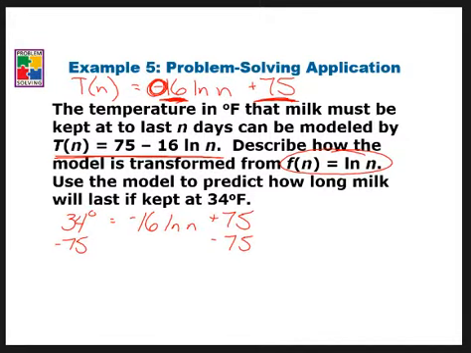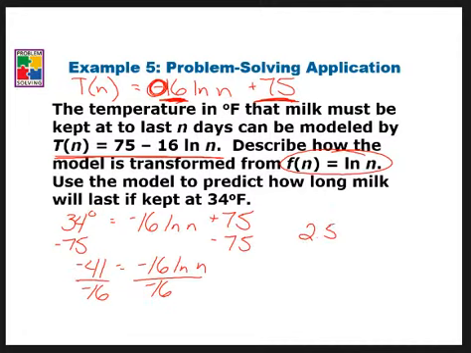If you subtract 75 from 34, you get negative 41 equals negative 16 natural log of n. Then we're going to divide by negative 16. So negative 41 divided by negative 16. You're going to get a decimal number here, which for a story problem is probably okay. So I'm going to write it over here: 2.56 approximately equals the natural log of n.